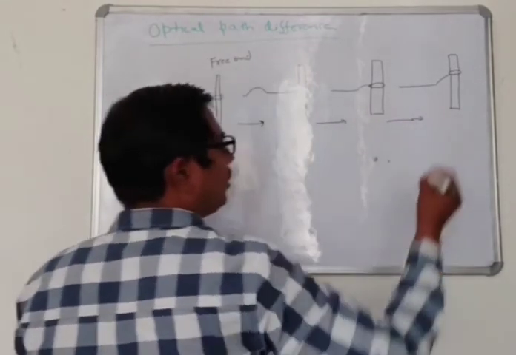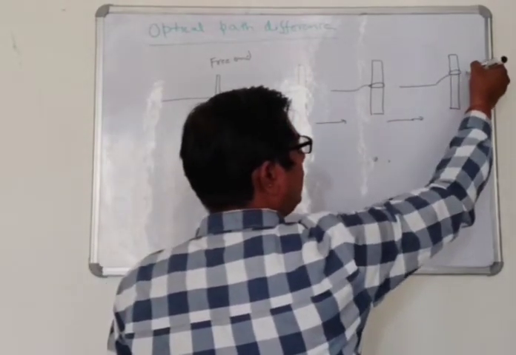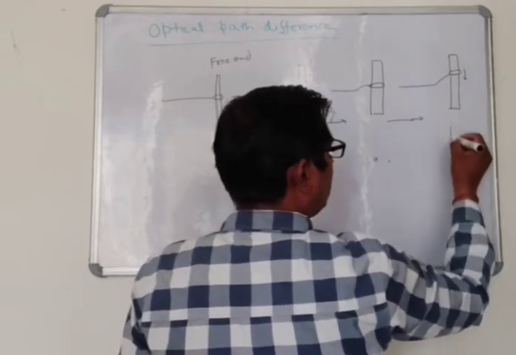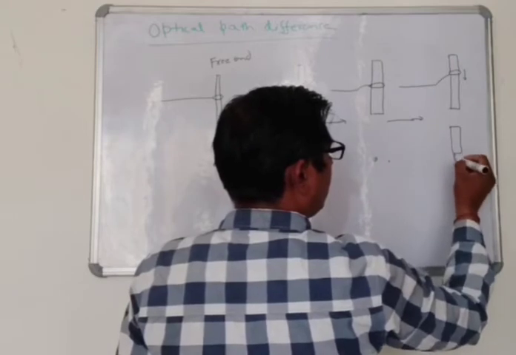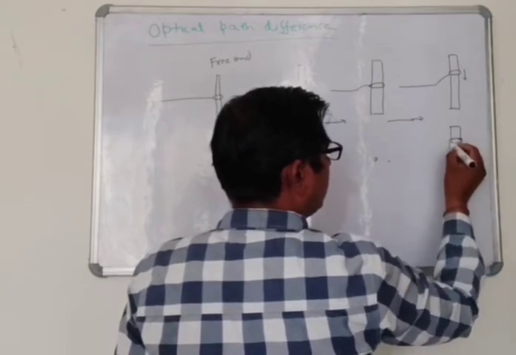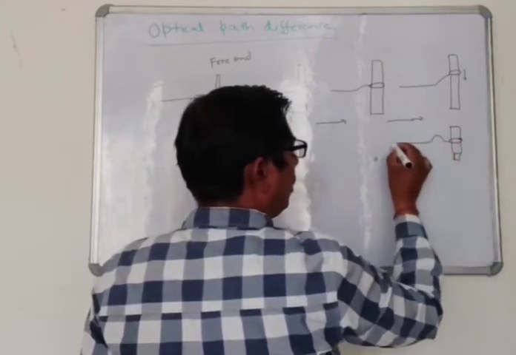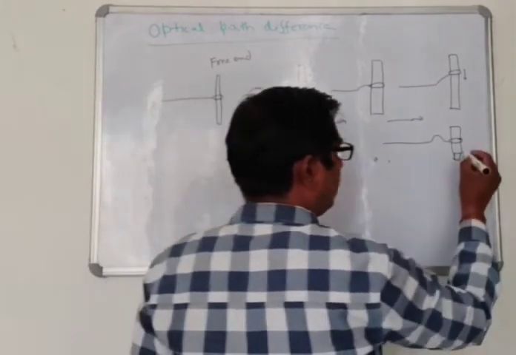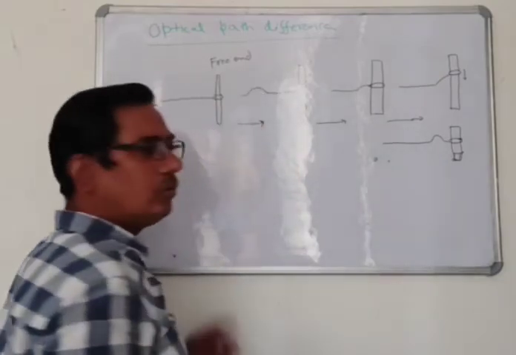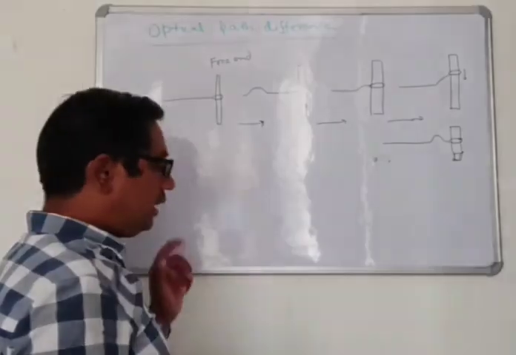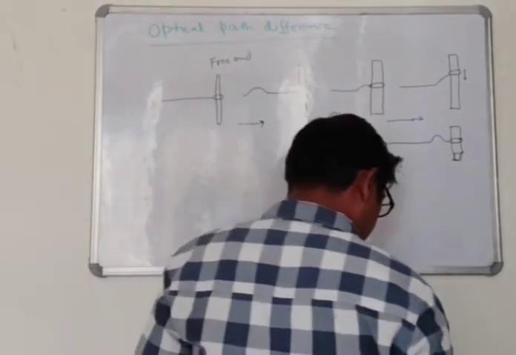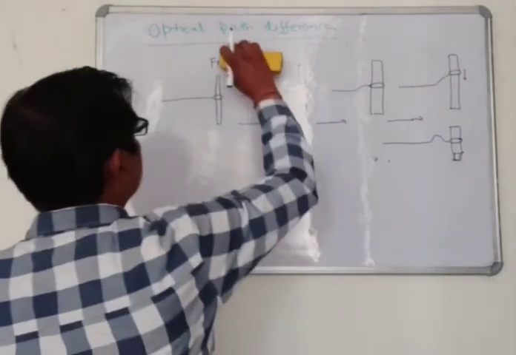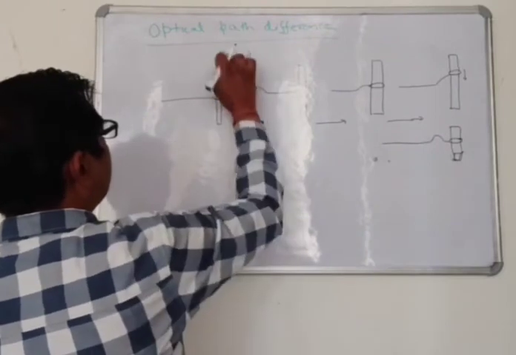Now what will happen? Because it is free, the ring will try to move downward like that and generate a pulse of the same shape, just like the incident wave. Okay, but in the case of the fixed end, suppose this is a fixed end.